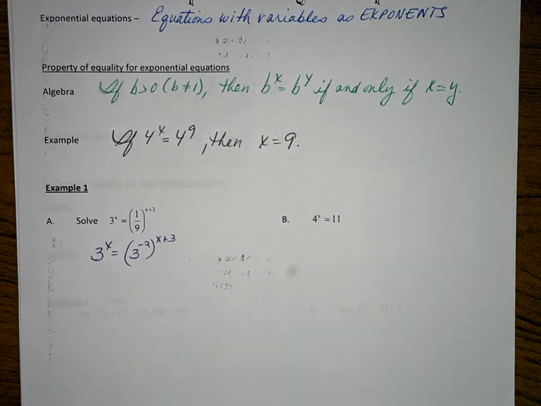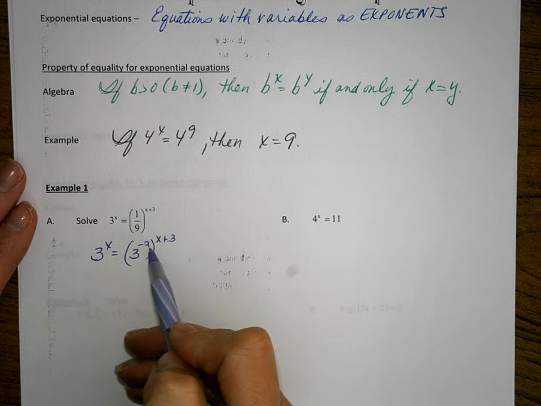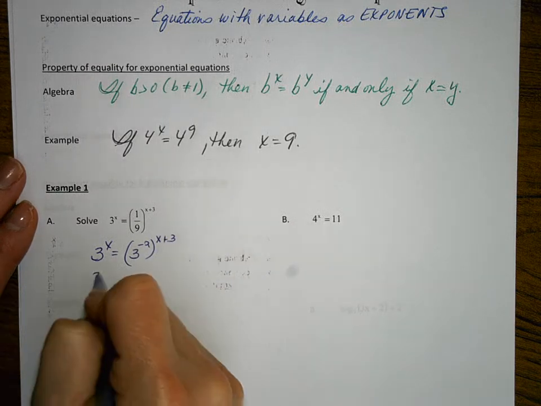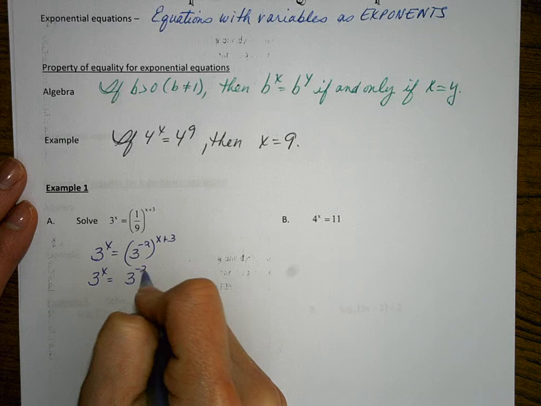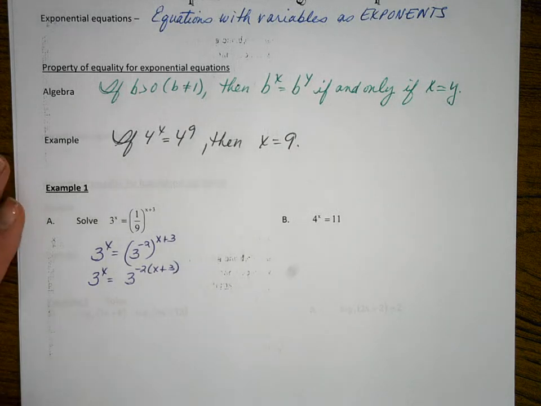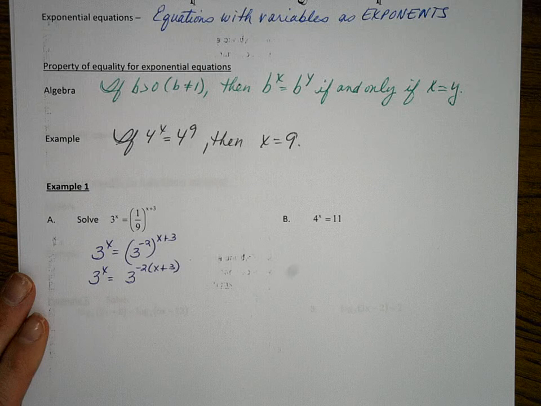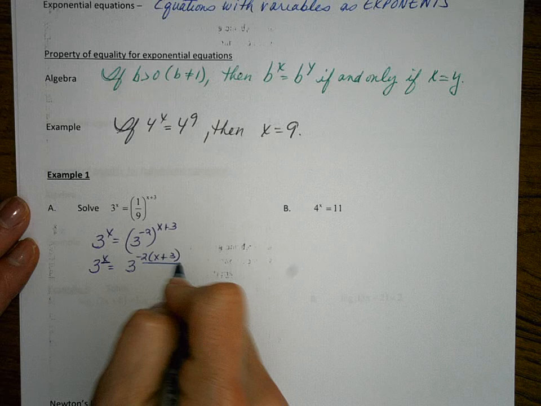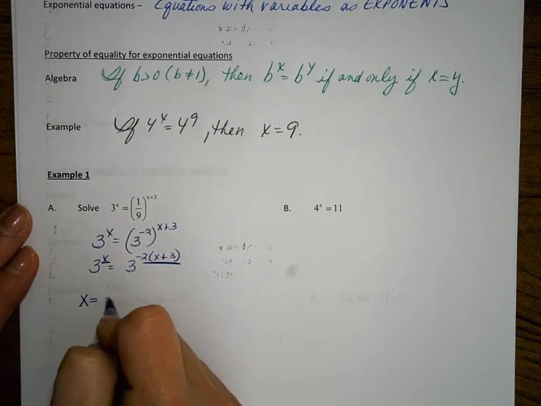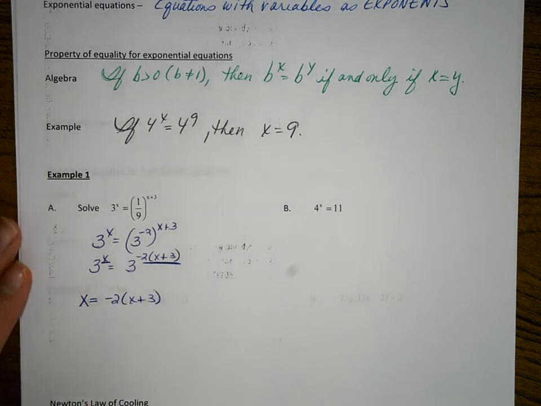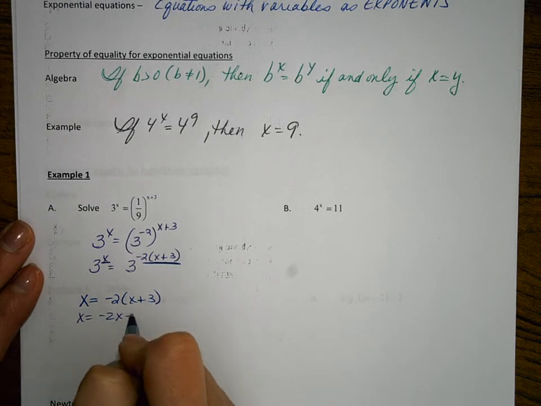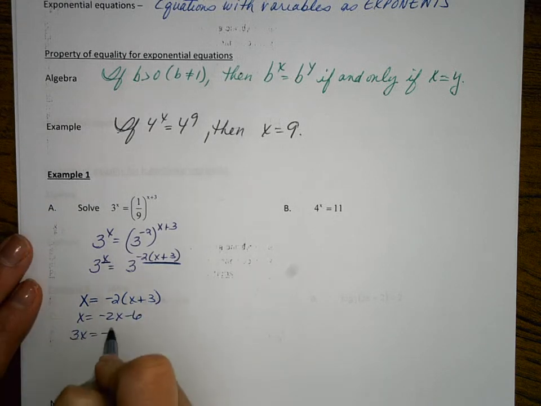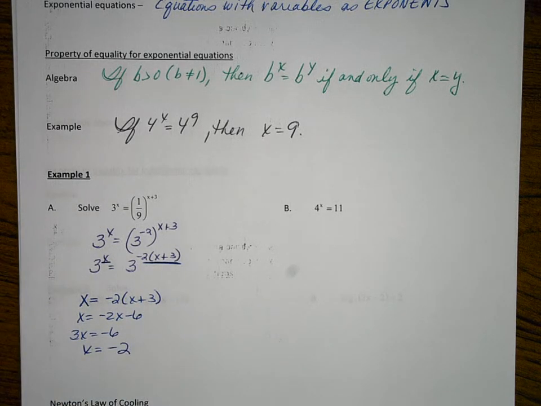Now, just a question. All right, Brooke, a power to another power, what do I do with my exponents? Multiply. So this is 3 to the x is equal to 3 to the negative 2 times the quantity of x plus 3. All right, should not be earth-shattering. When my bases are the same, that means that my exponents are equal. So that means that x has to be equal to negative 2 times the quantity of x plus 3. So x is going to be equal to negative 2x minus 6. 3x is going to be equal to negative 6, and x is negative 2. When my bases are the same, the exponents are equal.